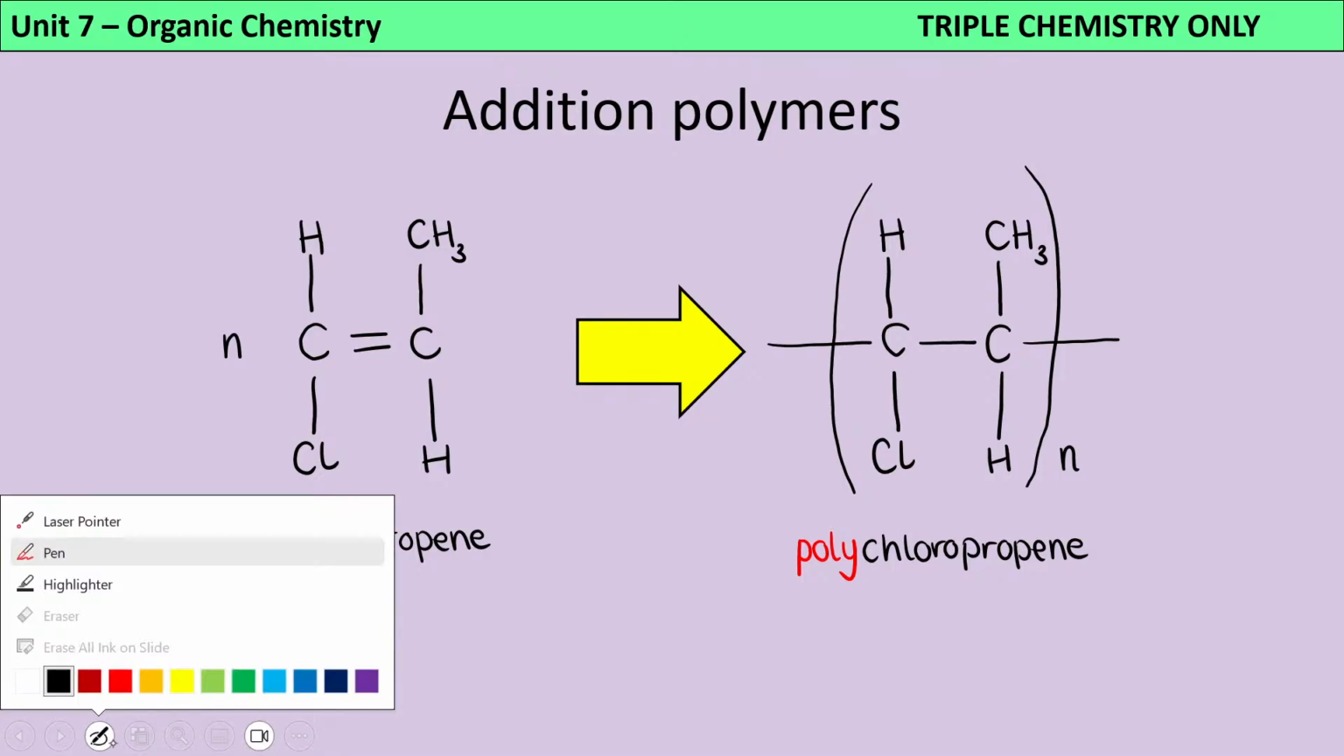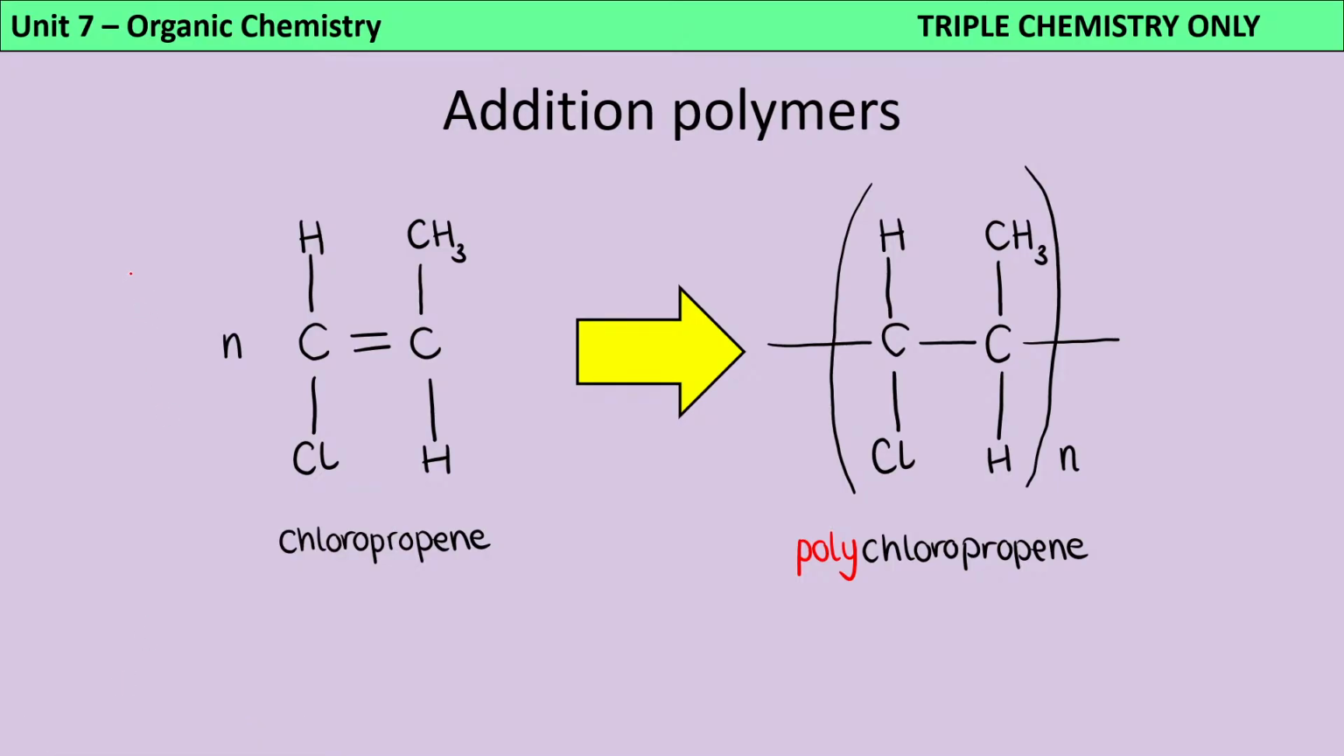So at the start of the reaction, the N goes at the start. At the end of the reaction, the N goes at the end. That's how you remember which way around they are.